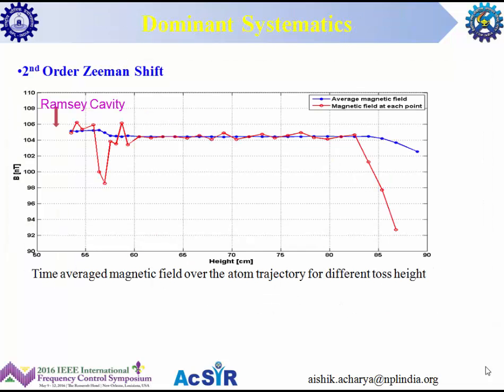Besides this, for our fountain, the major dominant systematics are the second order Zeeman shift, black body radiation, gravitational red shift, and the cold collision shift.